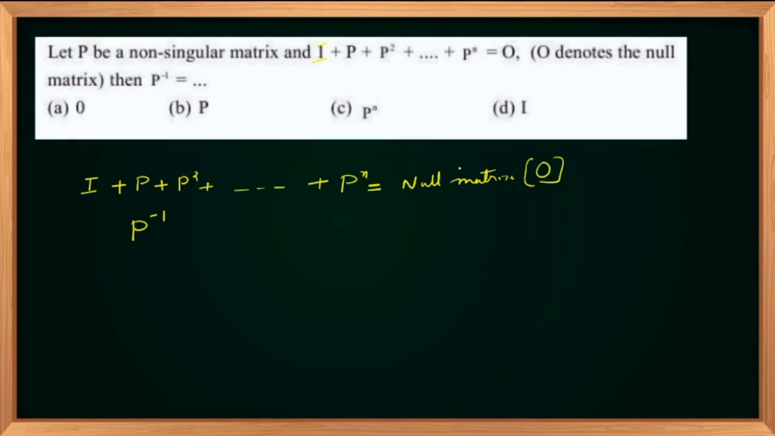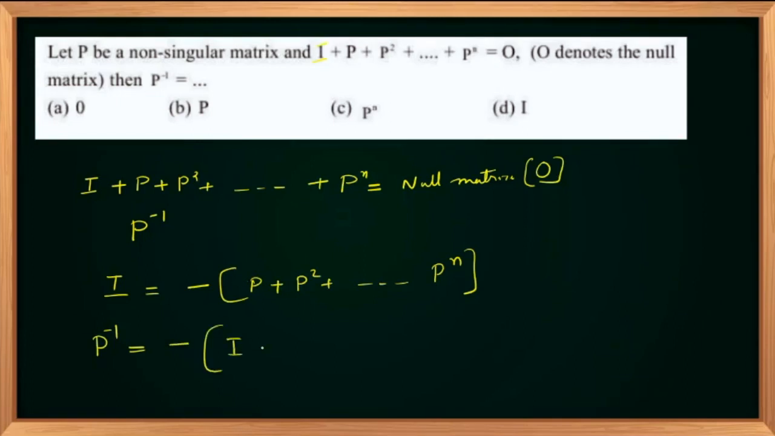So the right side is 0, which means I can write I is equal to minus of P plus P square plus etc. P raised to n, correct? Now if I multiply both sides by P inverse, I will get P inverse equal to P inverse into I, which is P inverse, equals minus of P inverse into P, which is I, plus P inverse into P square, which is P, plus etc. P raised to n minus 1, right?